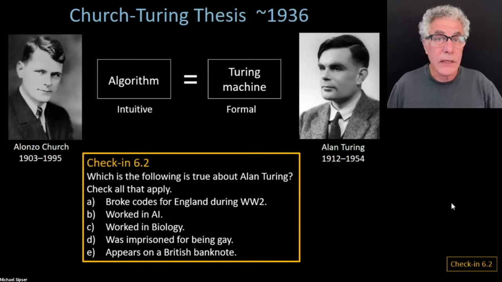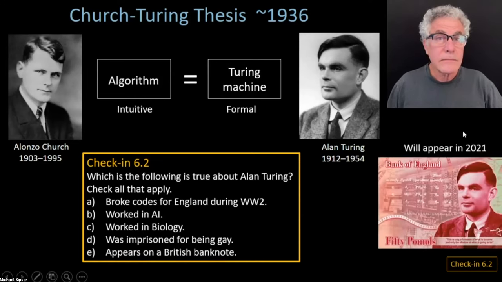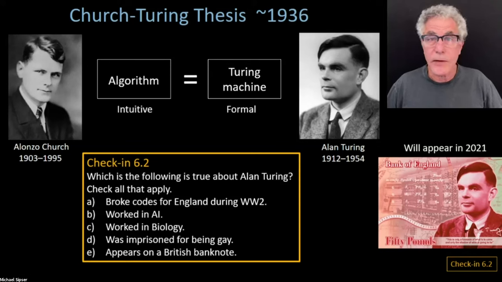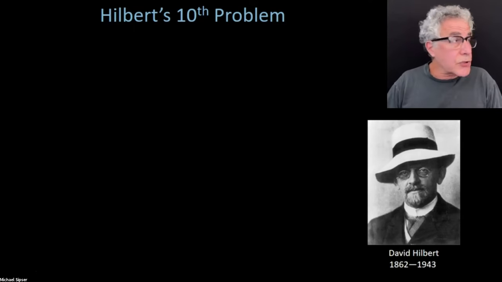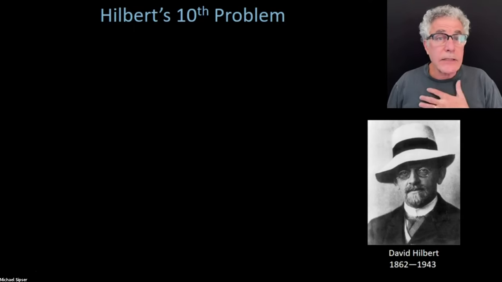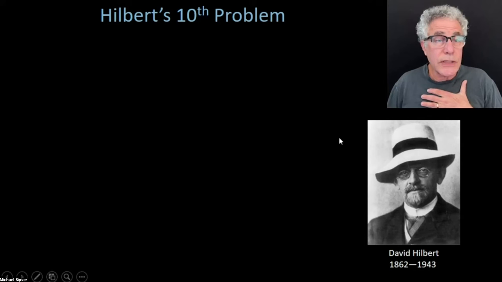Along with Winston Churchill and a number of other notable Brits, he's going to be on the 50-pound banknote. Okay, so let us continue. As I mentioned, the Church-Turing Thesis is important for mathematics, and it has to do with these Hilbert problems.